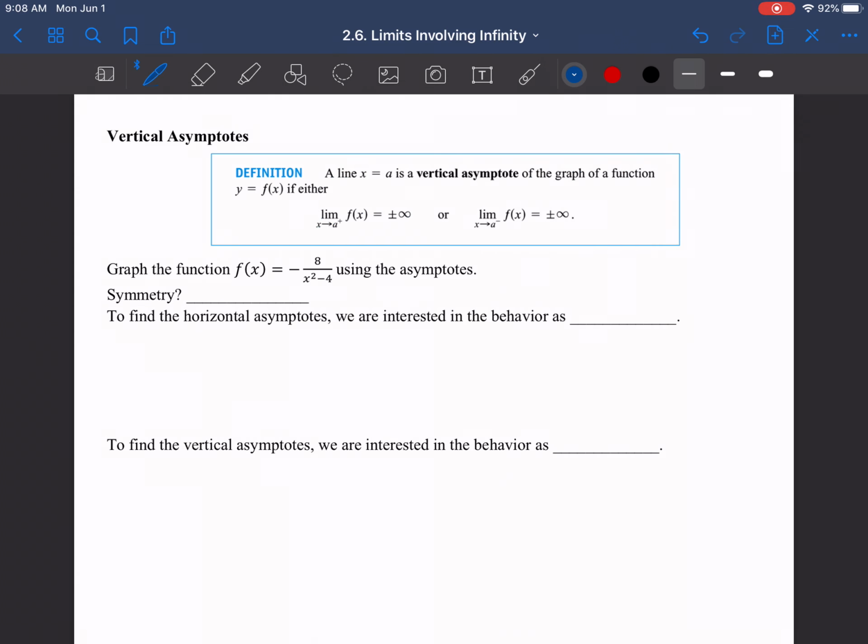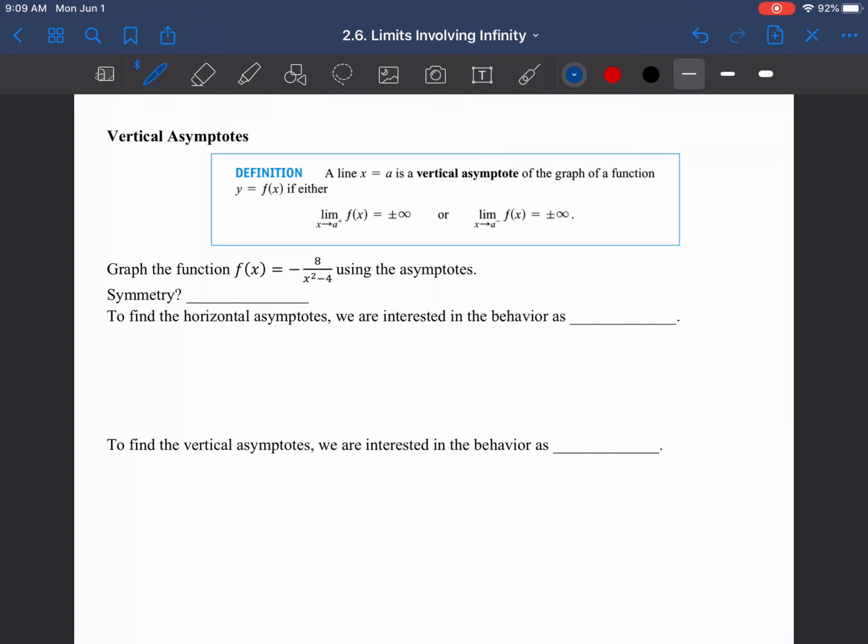All right, so the vertical asymptote definition. A line x equals a is a vertical asymptote of the graph of a function y equals f of x if either the limit as x goes to a from the plus side goes to plus or minus infinity, or the limit as x goes to a from the negative side of f of x is plus or minus infinity. So if either the left or right limit goes to positive or negative infinity, we're going to say we have a vertical asymptote.